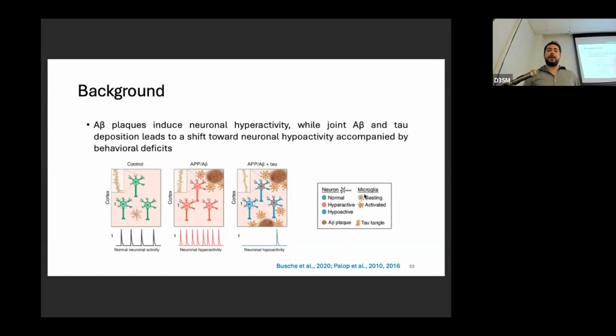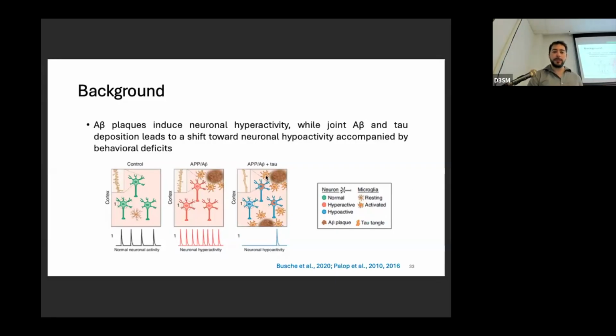Amyloid deposition has been demonstrated to be linked to neuronal hyperactivity. This has been demonstrated by animal models where they use genetically modified mice that overexpress either amyloid, tau, or both of them. And you can do different types of electrophysiological recording, either at the level of single neurons or local field potentials, a group of a few thousand neurons.